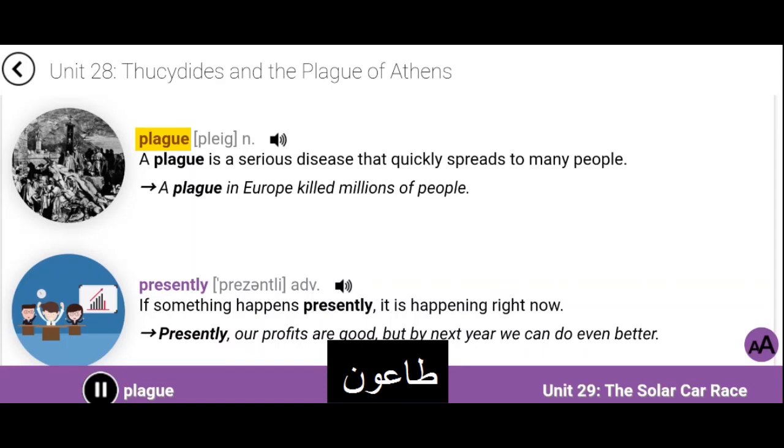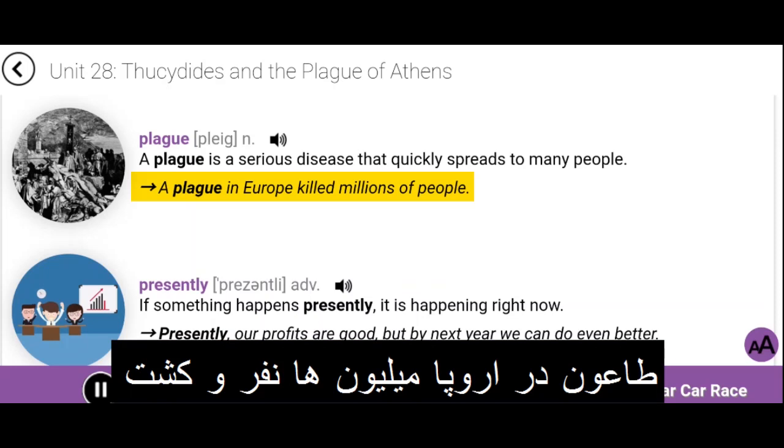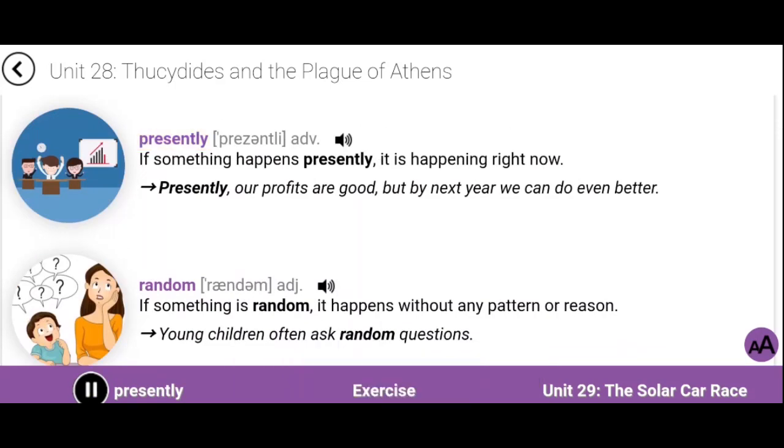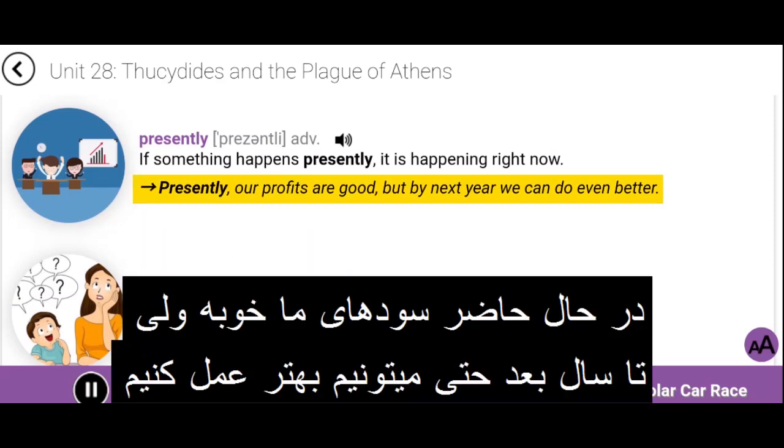Plague. A plague is a serious disease that quickly spreads to many people. A plague in Europe killed millions of people. Presently. If something happens presently, it is happening right now. Presently, our profits are good, but by next year, we can do even better.